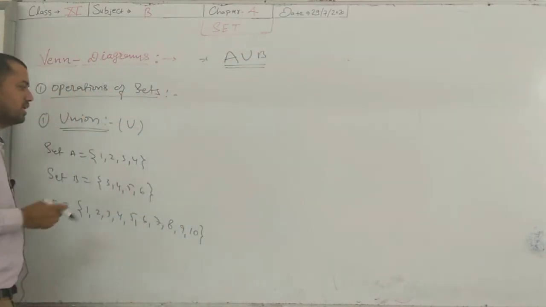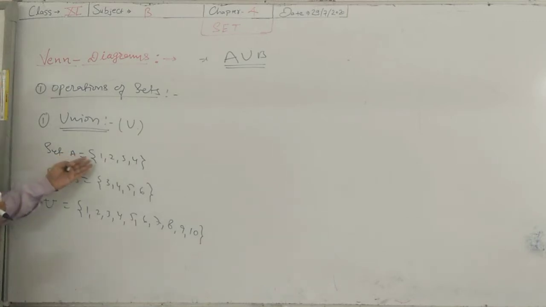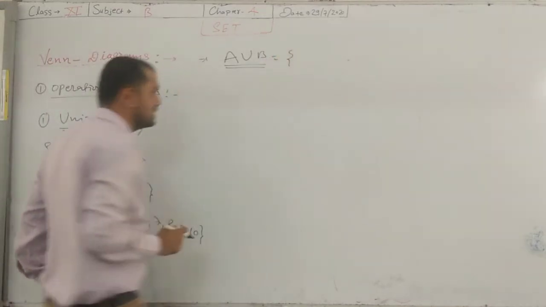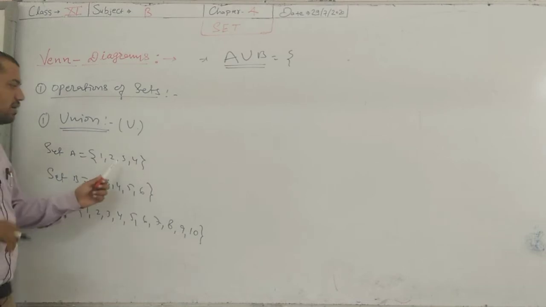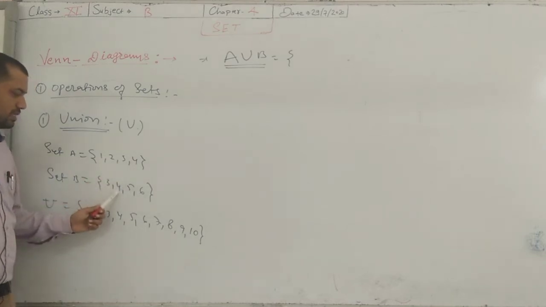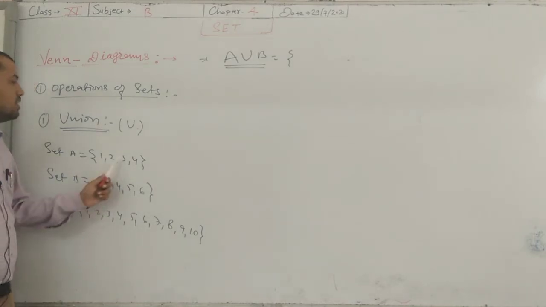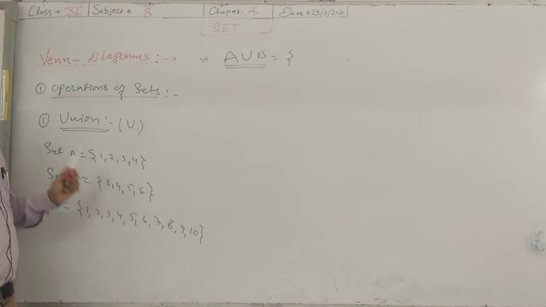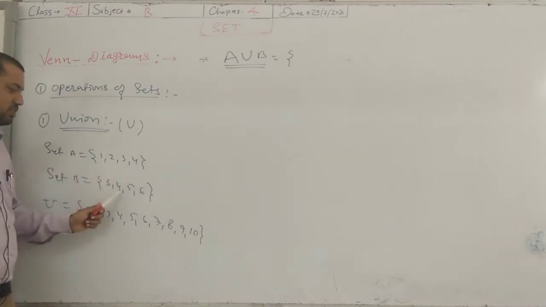How do we calculate the union? It means when we combine these two sets, 1, 2, 3, 4 and 3, 4, 5, 6, we get a union. So for calculating the union, we combine the given two sets and we avoid the repetition of the given elements. 3, 4 is present in set A as well as set B. Therefore, repetition of elements is not allowed in a set. That is the basic definition of a set. Repetition of elements is not allowed in any set. Therefore, we avoid the repetition of 3 and 4.